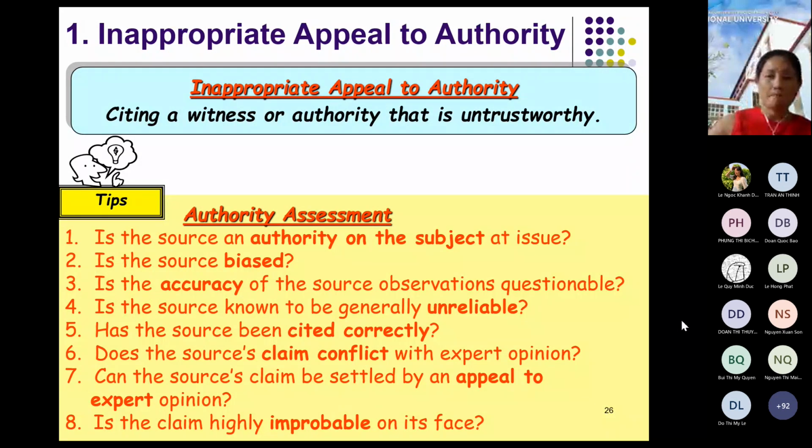What is it? Ngọc Thảo, please. I saw the hand. Phạm Thị Ngọc Thảo. I think it's an argument from authority. Very good. Argument from authority. Thank you very much, Ngọc Thảo.